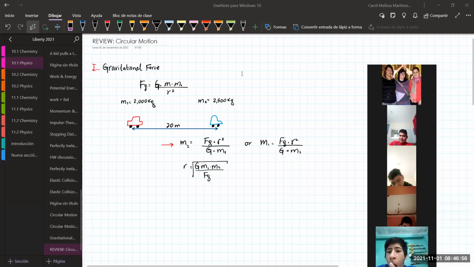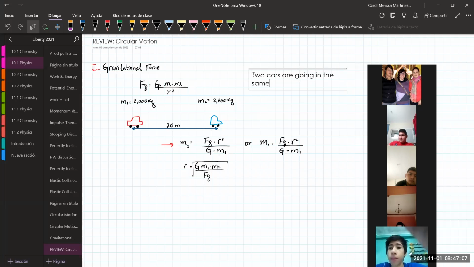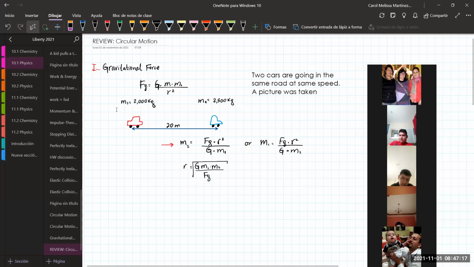Okay, so this word problem goes like this. Two cars are going on the same road at the same speed. A picture was taken, and this is the picture, okay?